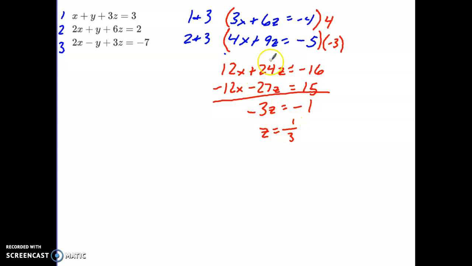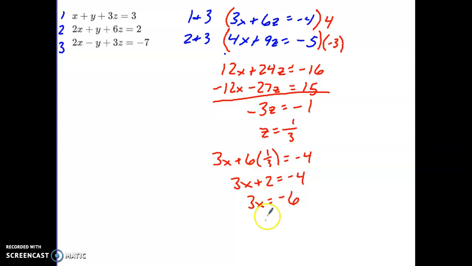Again, go back up to one of these equations, plug it in to solve for x. 3x plus 6 times 1/3 equals -4. 3x plus 2 equals -4. Subtract the 2, 3x equals -6. And divide by 3. X equals -2.